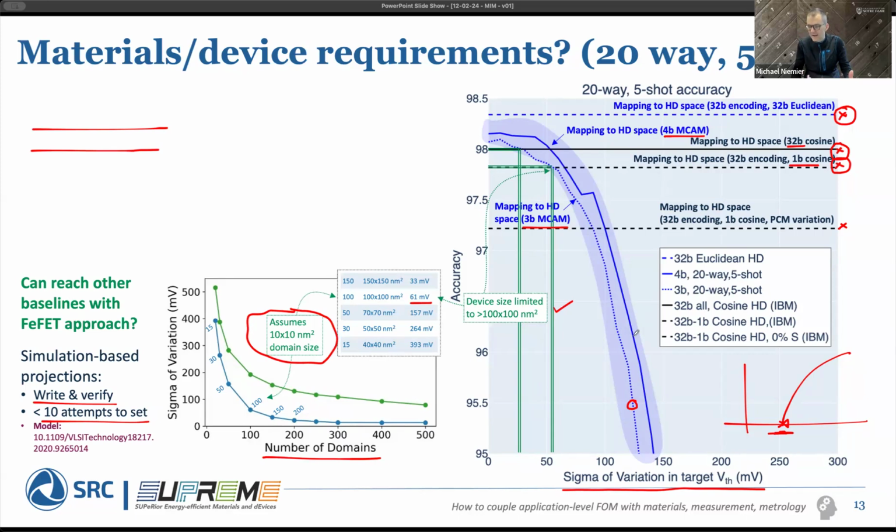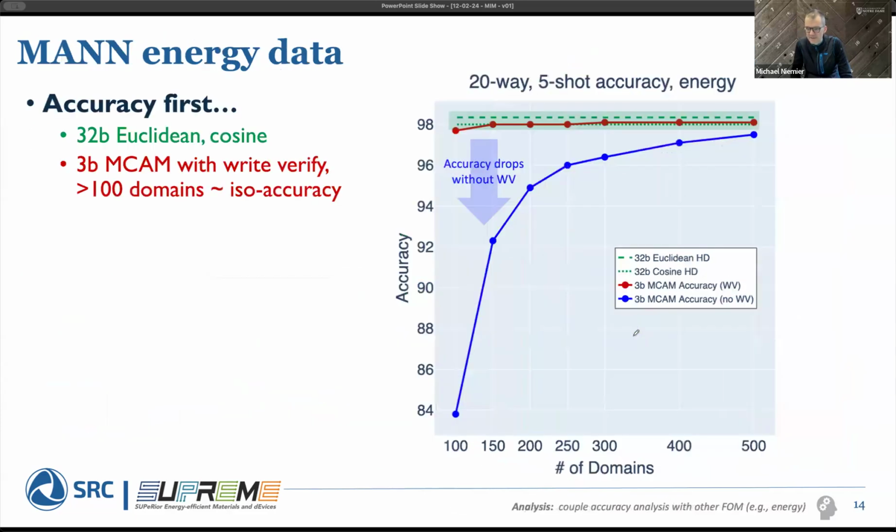So yes, I may have this more functional multi-bit associative memory, but its device size can't go below 100 by 100 nanometers. Otherwise, the variation will be too high. Or if I wanted to hit this higher accuracy target here, then my device size might have to get even larger. So this gives us some sense as to where we might have to go from a technology standpoint for this to be useful in an application level context.